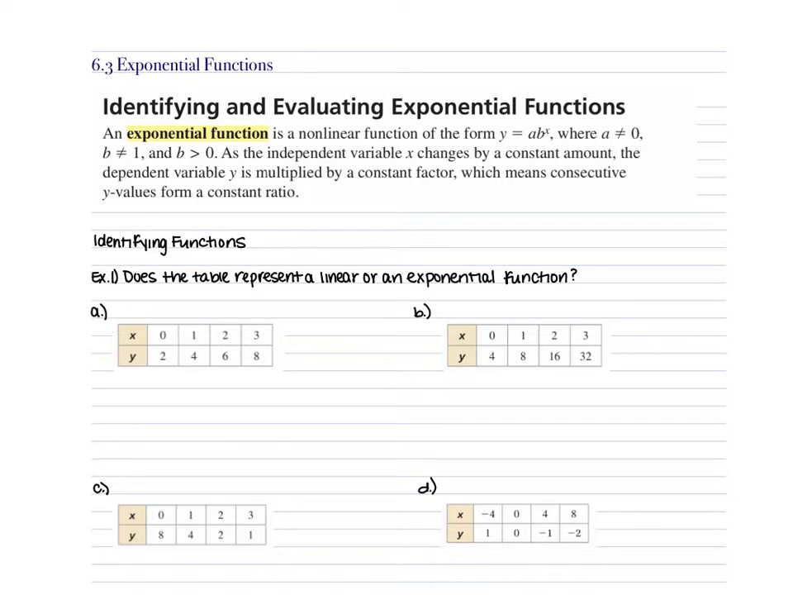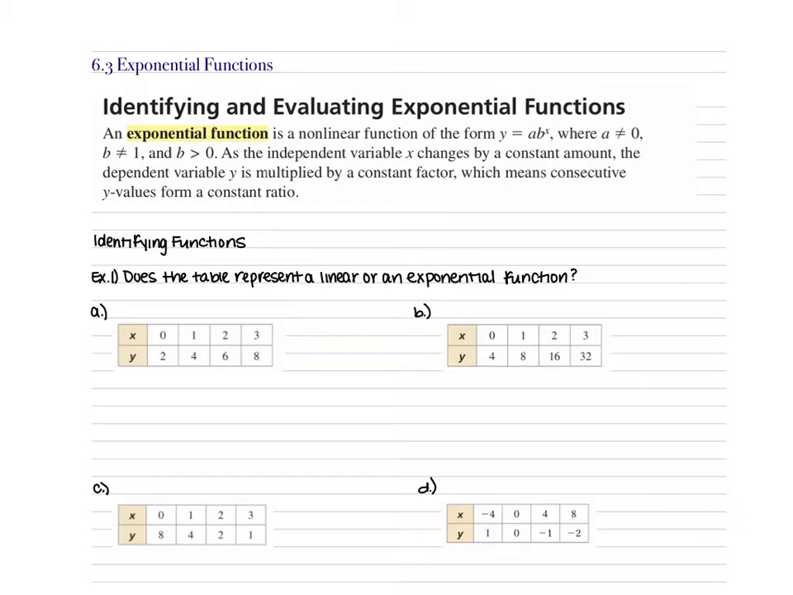6.3 goes over exponential functions. This just means that your x value is a power within the expression. So with these exponential functions, you have a constant change that's happening, but unlike your linear functions, that constant rate of change that's happening is by multiplication.